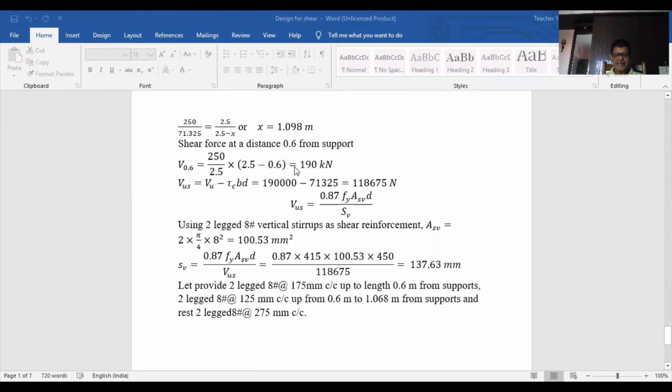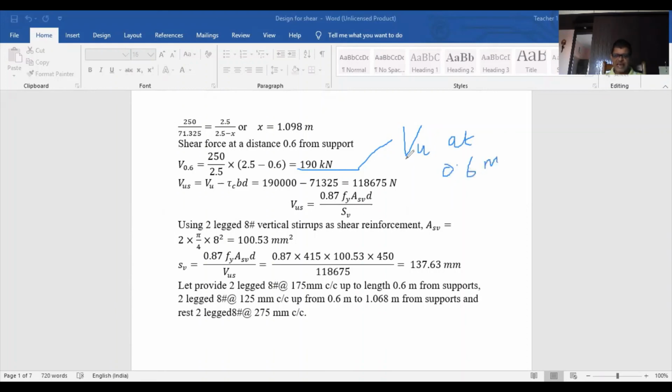It is coming 190 kilonewton. 190 kilonewton is the shear force. Okay, this is your Vu at this point. Don't confuse, this value is the Vu at 0.6 meter from support.